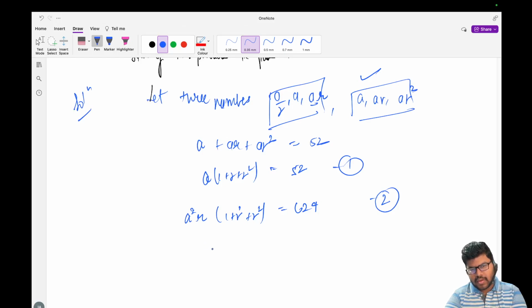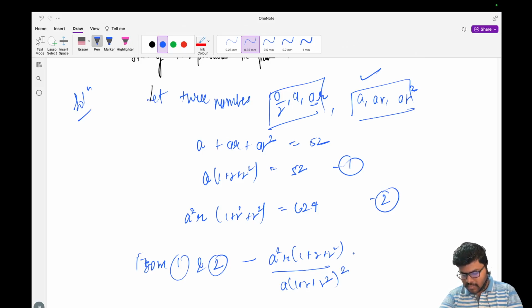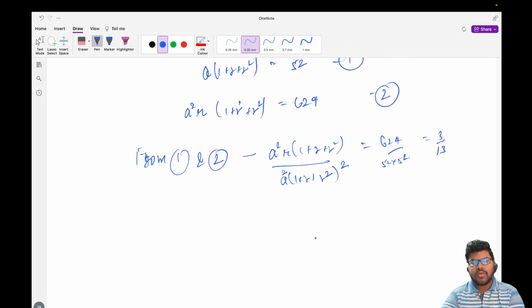So इन दोनों को जब डिवाइड करेंगे from 1 and 2, a square r (1 + r square) by a times of (1 + r + r square), और इसका स्क्वायर करेंगे, राइट। सो दिस इज, क्योंकि अपने को यहाँ पे a square चाहिए, राइट, इस वजह से। सो ये हो जाएगा 624/52 × 52 विच इज नथिंग बट 3/13, राइट। सो देखो इससे क्या निकल के आया, ये a square से a square कट गया, इधर इससे ये कट गया। सो ये बचा r/(1 + r square) is 3/13.